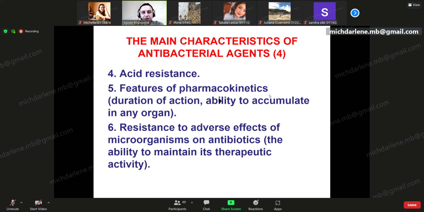So different antibiotics have different specifics of pharmacokinetics, and sometimes these features of pharmacokinetics can become advantages. For example, duration of action. Obviously, if you need to receive prolonged action and a drug has this prolonged action, you will prefer this drug. Ability to be accumulated in specific organ. This is also very important because sometimes it's very difficult to treat specific organs with specific circulation. For example, central nervous system, due to the presence of blood barrier.